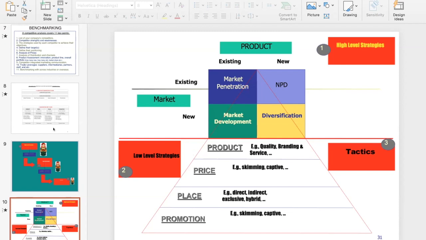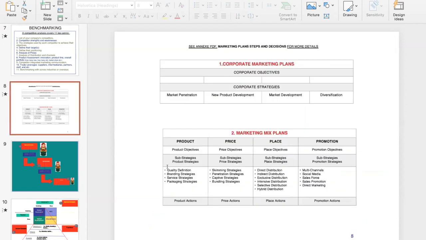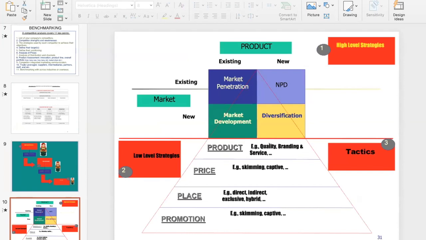And then under this, you have what you may call the lower level strategies, or the sub-strategies. Whatever is on this table here, the sub-strategies down there are also on the slide next to it: product quality, branding, and services. So they are the same. It's just that one is words and the other one is the pyramid.